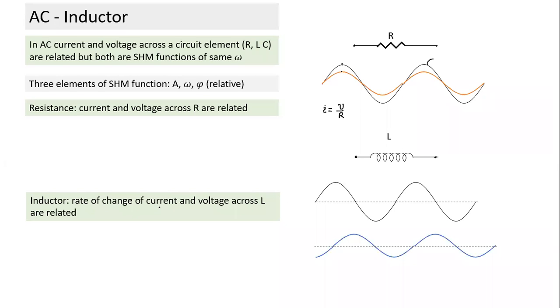The rate of change of current is proportional to the voltage across L. So when voltage is maximum, rate of change of current is maximum. When voltage is zero, current is not zero, but the rate of change of current is zero. So this is the voltage and this will be the current. In both the cases, we can represent this by a phasor.